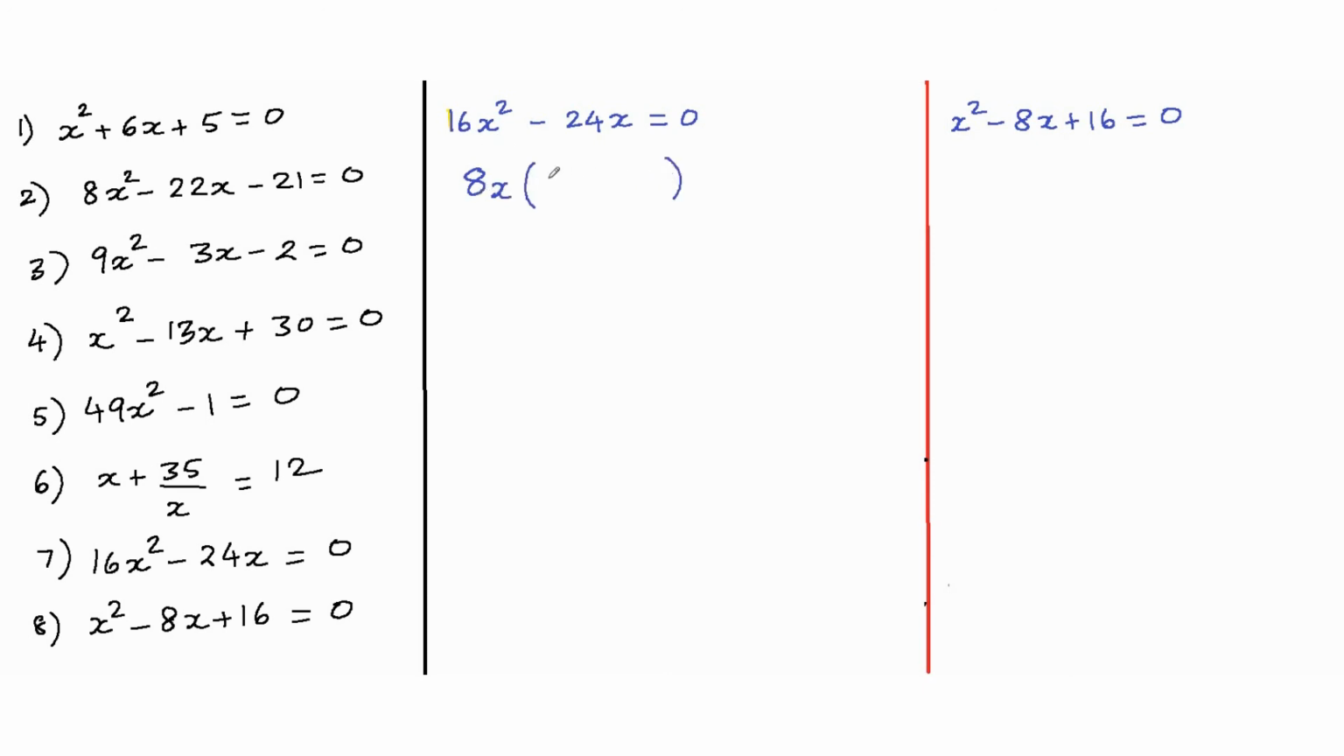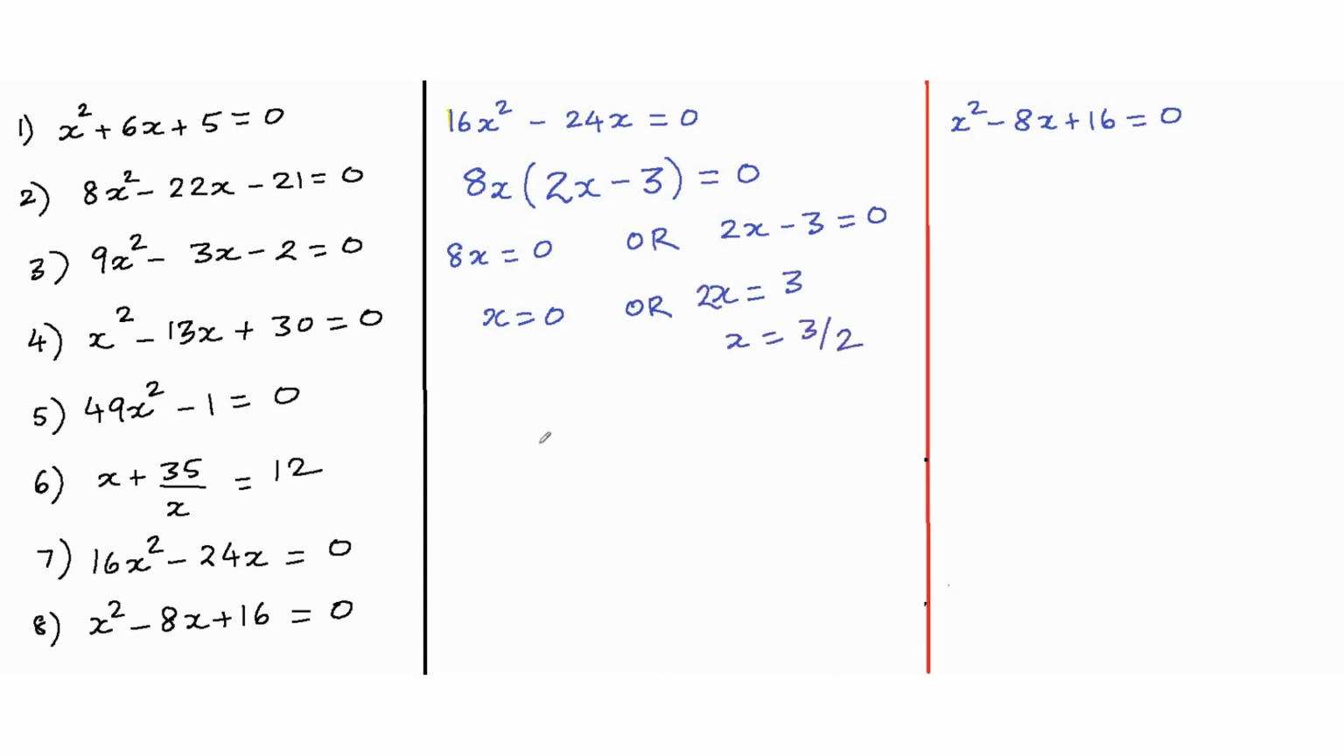From 16 I have pulled 8 out, so 2 is left inside. From x square, x is pulled out, so x is left inside. Minus, from 24, 8 has been pulled out, so 3 is left inside and x has been pulled out. So this becomes equal to 0, which means either 8x is 0, or 2x minus 3 is equal to 0, which means x is equal to 0, or 2x is equal to 3, which means x equals 3 by 2. And therefore, the solution set can be written as 0, 3 by 2, right? This is the final answer.